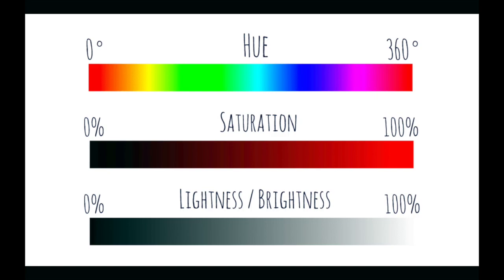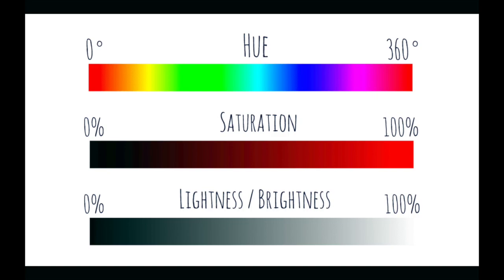The hue is simply the name of a color, like red, blue, or green. It's the basic color you see. Saturation is how vivid or intense a color is. A highly saturated color is bright and pure, like a vibrant red or a deep blue. A low saturation color is dull or washed out, like pale pink or light gray.